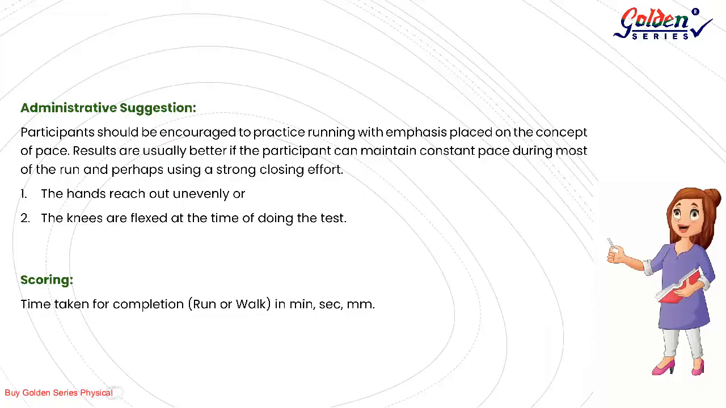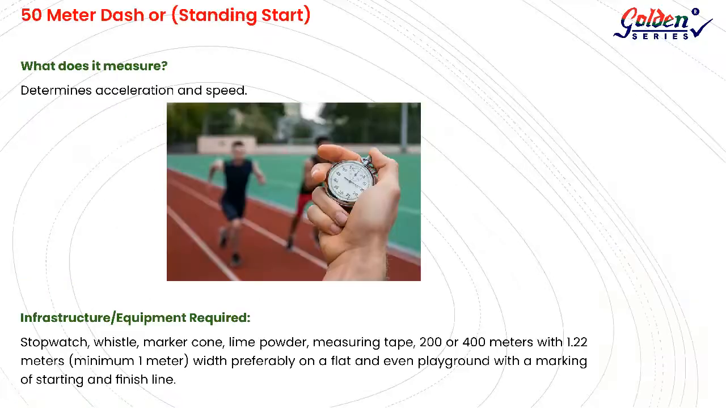Administrative suggestion. Participants should be encouraged to practice running with emphasis placed on the concept of pace. Results are usually better if the participant can maintain constant pace during most of the run and perhaps using a strong closing effort. The test trial is repeated if 1. The hands reach out unevenly, or 2. The knees are flexed at the time of doing the test.